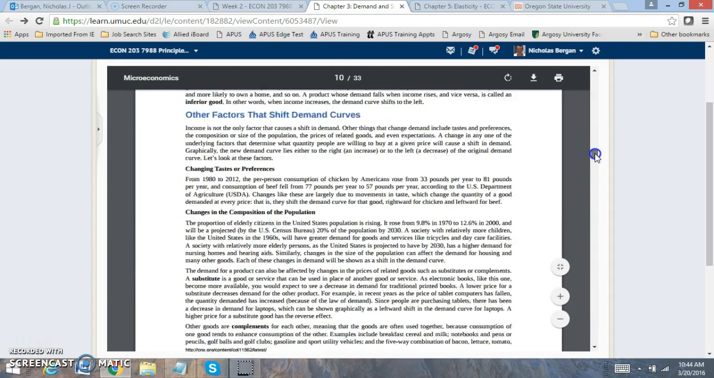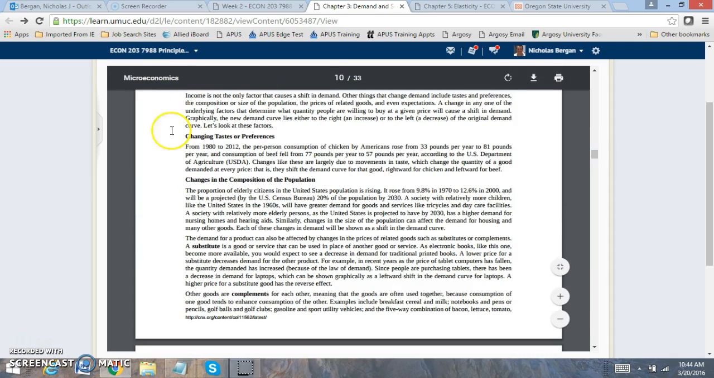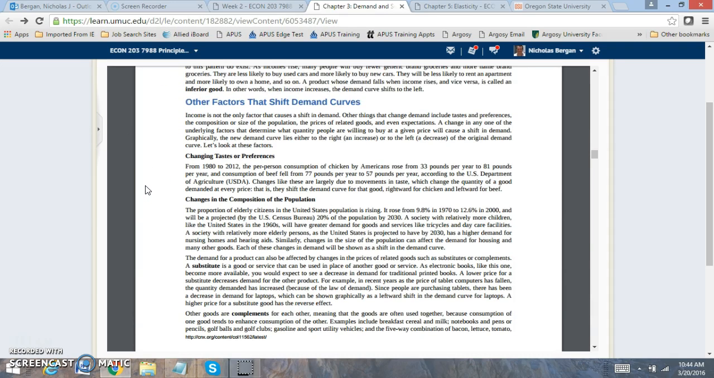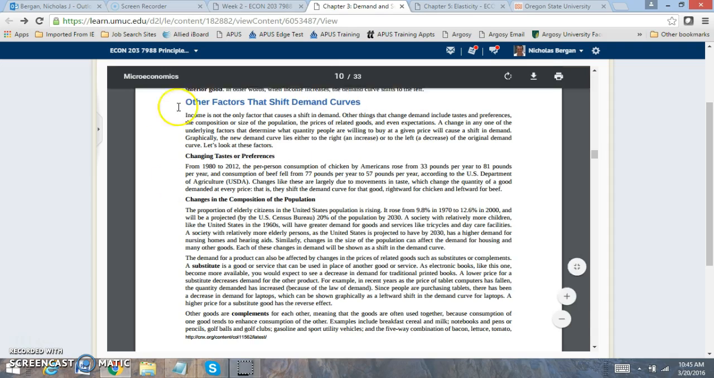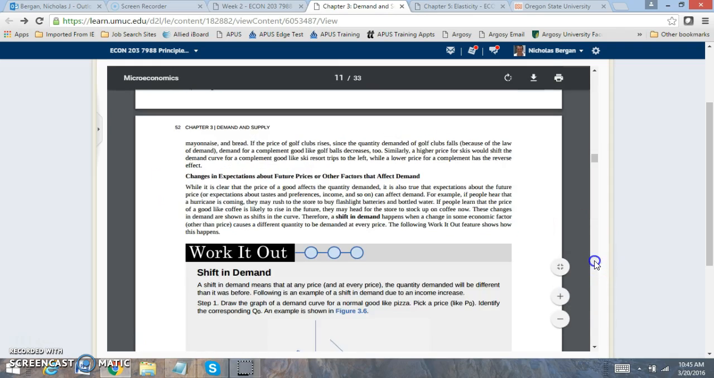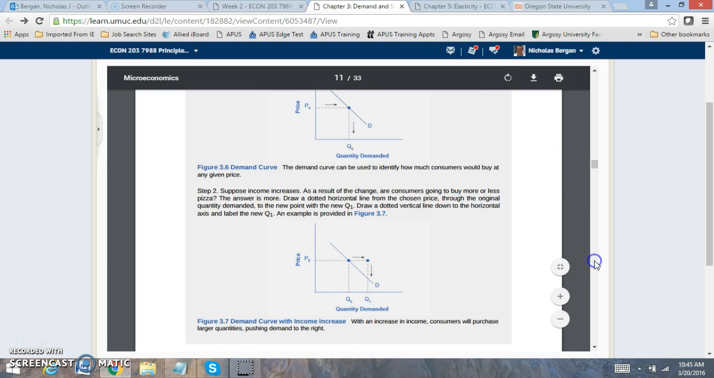If you go right here to your book, you'll notice that you're going to have the factors that will cause the demand curve and supply curve to increase and decrease. Factors that we need to focus on: income, taste and preferences, substitutes and complementary goods, number of buyers, expectations. All of those will cause the demand curve either to shift to the right or to the left.